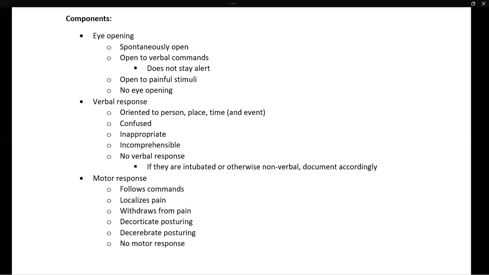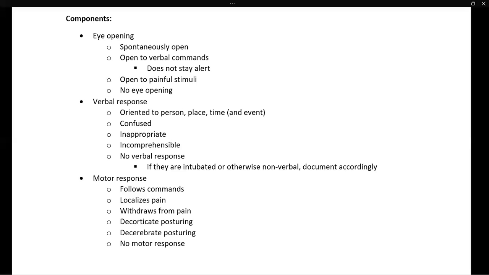A 5 is where the patient is oriented to person, place, time, and if you use the 4th criteria, event, depending whether you do A&O times 3 or A&O times 4. The patient would be deducted 1 point if they are confused. If you ask them where they are and they said blue, that would be confused, but that could also be the next line, which is inappropriate.